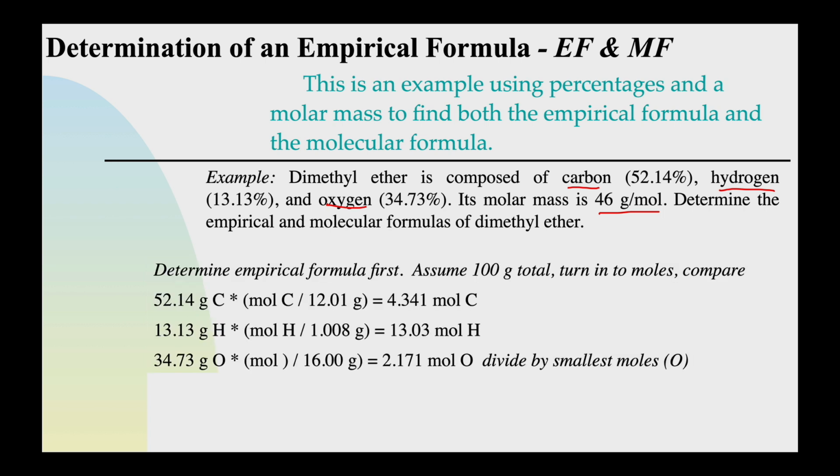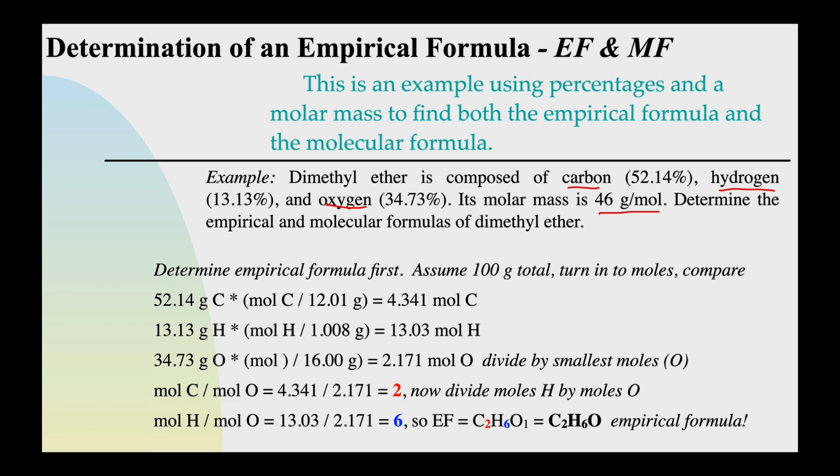So the first part, let's take those percentages and turn them into grams. So 52.14% becomes 52.14 grams of carbon. Turn it into moles to get the 4.341 number. We'll do the same thing with hydrogen and the same thing with oxygen to get those numbers. Now there are 3 mole values here, but again, you want to divide all of them by the smallest number. 2.171 is smaller than the other 2 numbers, so that's going to be on the denominator, and we'll put the other ones in the numerator. So 2.171 divided by itself is just 1. We're going to do the same thing for the carbon and the hydrogen.